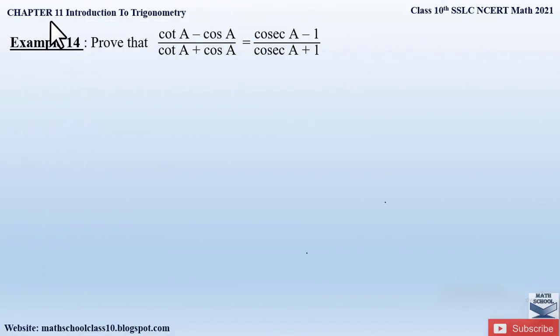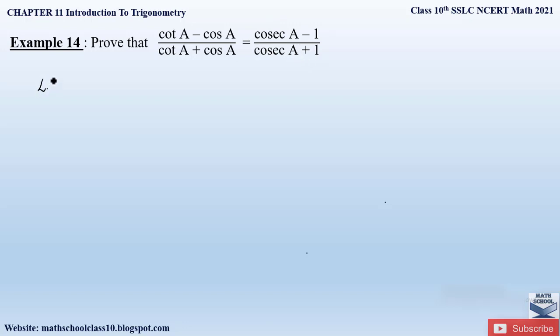Example 14 from chapter 11, Introduction to Trigonometry says, prove that cot A minus cos A divided by cot A plus cos A is equal to cosecant A minus 1 divided by cosecant A plus 1. So we have to prove the left hand side equal to right hand side. Here we will consider the left hand side part and we will prove it equal to the right hand side, that is cosecant A minus 1 divided by cosecant A plus 1.